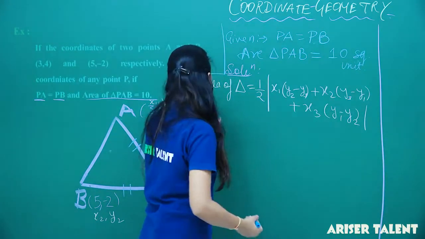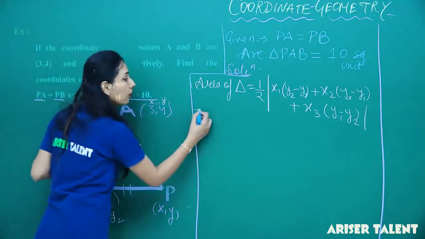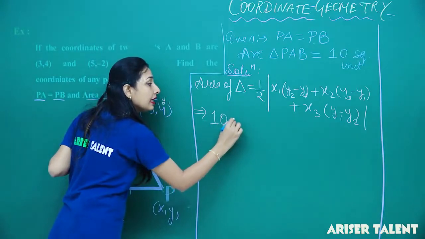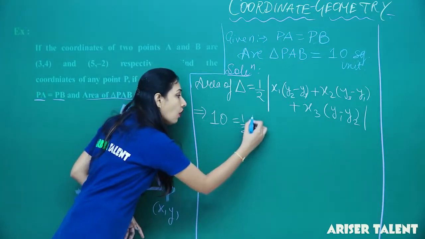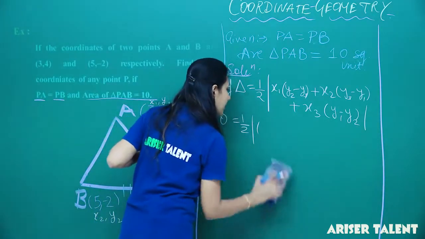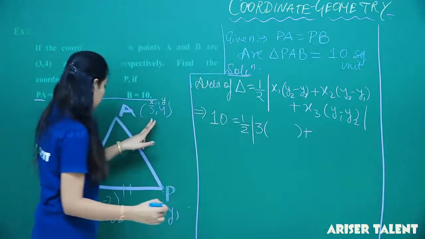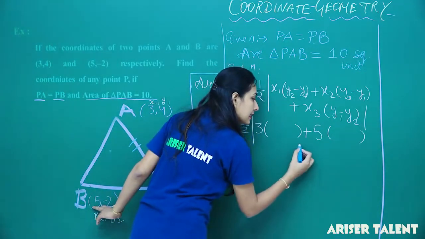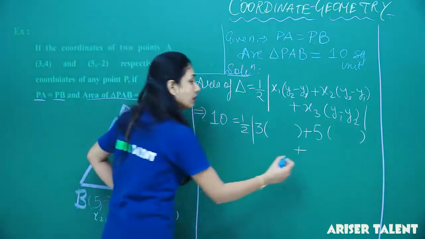Okay. Now, in reference to this, what this implies is that the area of the triangle, which is given as 10, this is given. Area of triangle, given as 10 square units, will be equal to 1 by 2 of, now x1. x1 is what? 3. Okay. So 3 and something in bracket plus x2 which is 5 and something in bracket, and just like that x3 is basically x. So x and something in bracket.